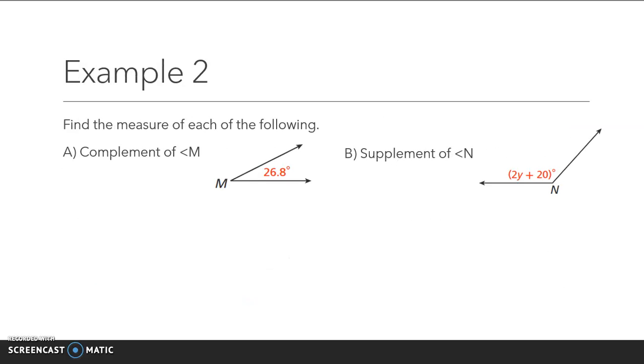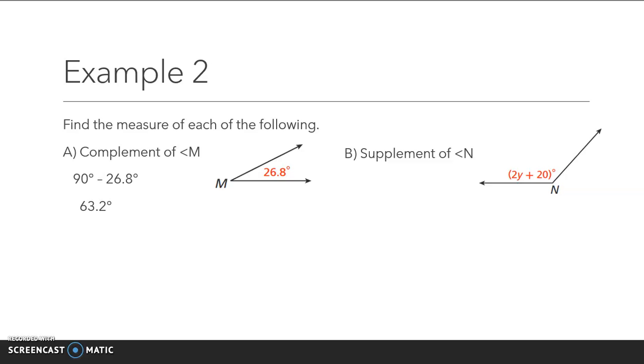In example 2, we're asked to find the measure of each of the following. In part A, we need the complement of angle M, which is pictured right here. And in part B, we need the supplement of angle N, which is pictured right here. Now part B is pretty tricky, but see if you can follow the directions I gave for finding the supplement of an angle. And in part A, you're going to follow the directions for finding the complement of the angle. So pause the video, try to do that, and then press play to check your answers.